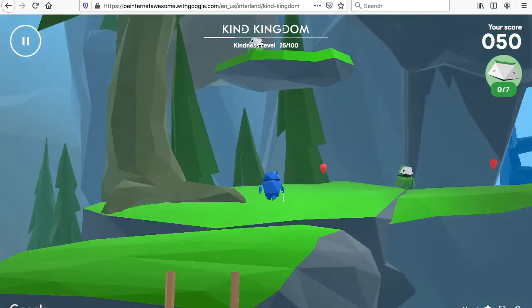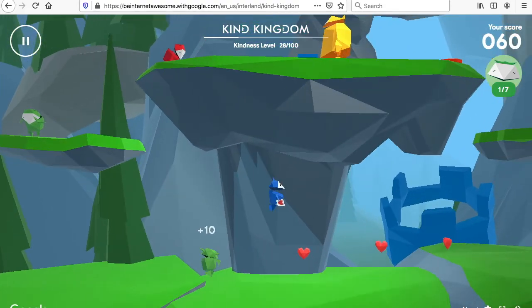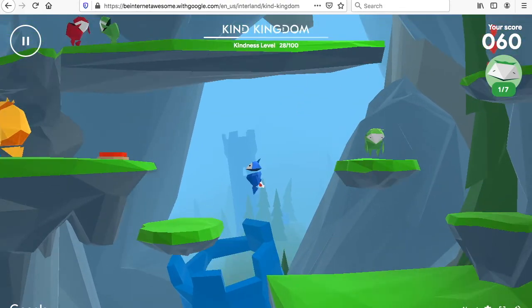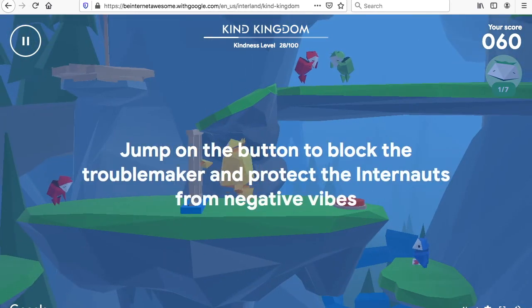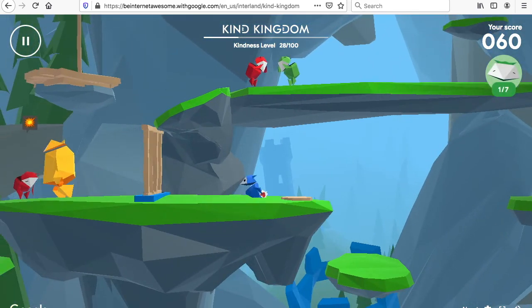Okay, so I go over here and I keep jumping on my Interland and I go to the next one. And once we get up here, we're going to keep spreading our kindness around, make everybody feel happy, give them hearts, give them likes. Now here's where you see a bully, and the bully is giving people a hard time and saying unkind things to them. So we have to report the bully.